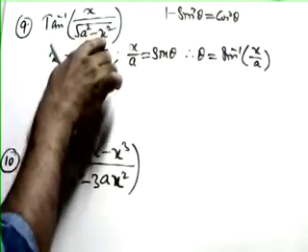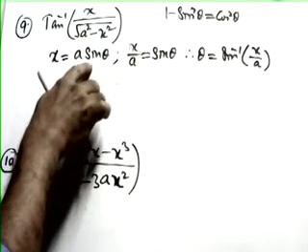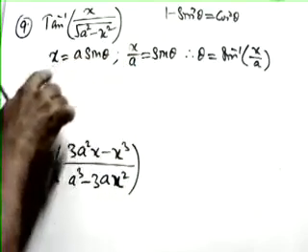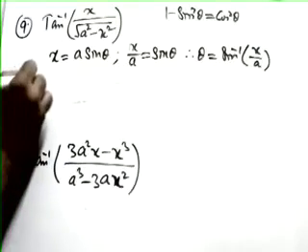Once more, how to start? Put x equals a sine theta. This will become a square sine square theta. If you take a square common, that will be 1 minus sine square theta. Okay, so next thing is find theta also. Bring this a here: x by a equals sine theta, so theta equals sine inverse x by a.